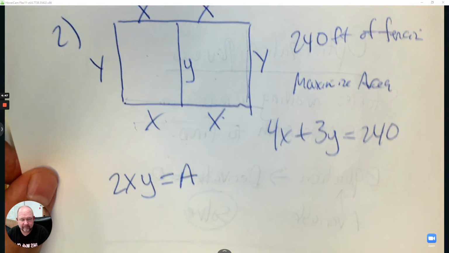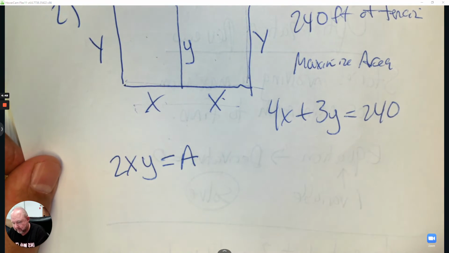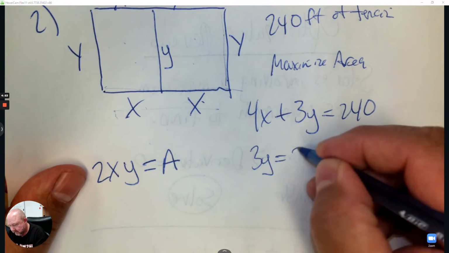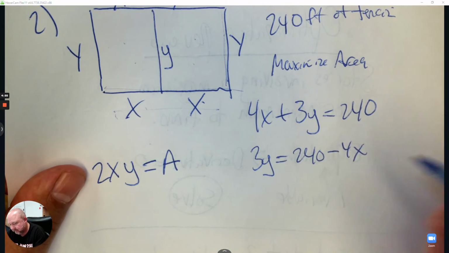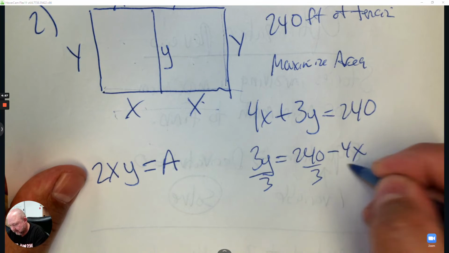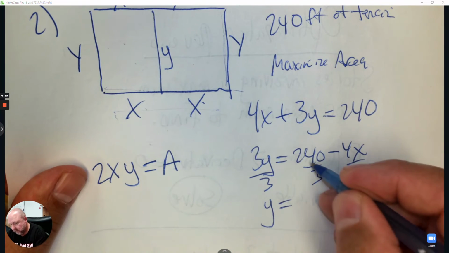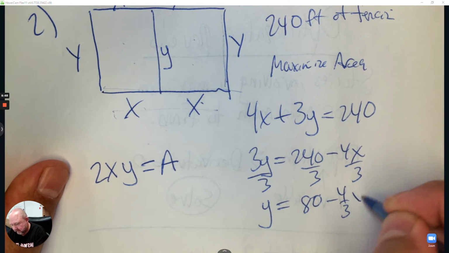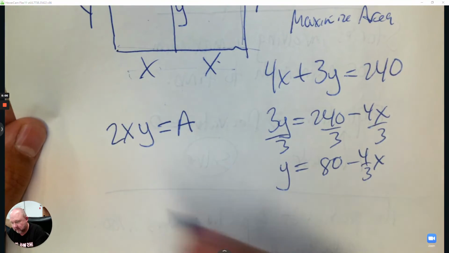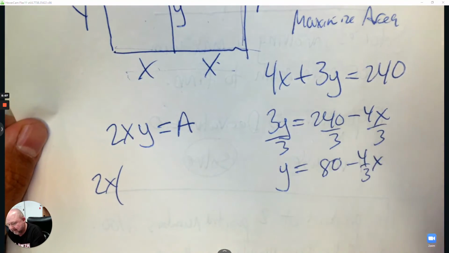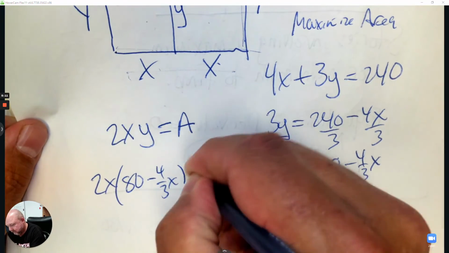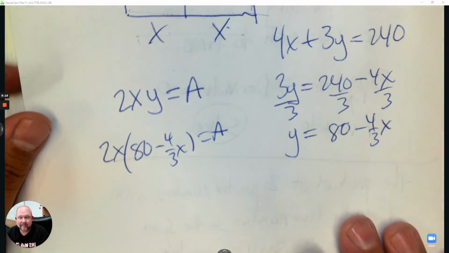I don't know what it is. So I have too many variables, so I need to solve for one. So I'm going to solve for y. So I'm going to subtract 4x and divide everything by 3. So 240 divided by 3, that's 80. This is 4/3 x. All right. So I'm going to come back here, take out the y, and put in 80 minus 4/3 x. Now I have 1, and I'm on my way.